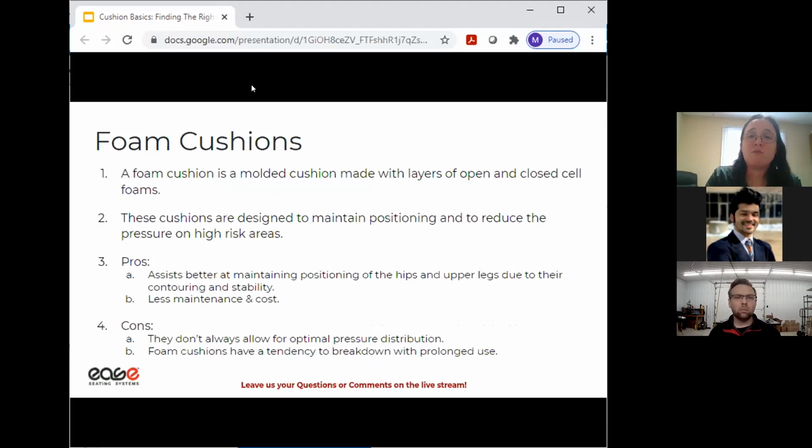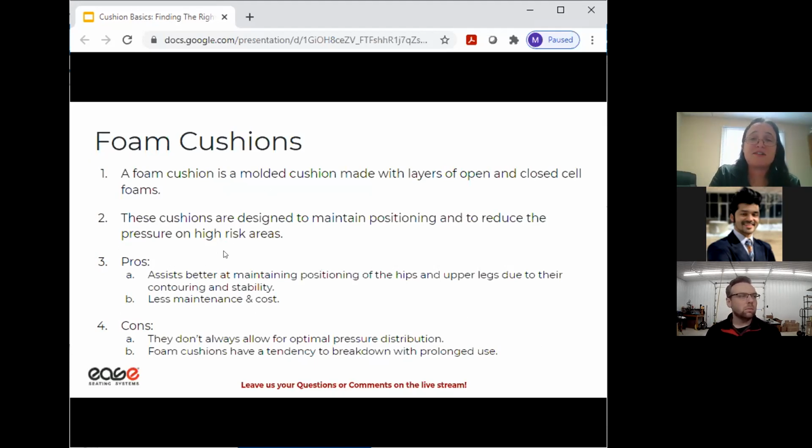Now looking at foam cushions. A foam cushion is a molded cushion made with layers of various open and closed cell foams. Now these cushions are designed to maintain that positioning and reduce the pressure on high risk areas. This could be either by completely cutting out that area or just making more of an opening or more of a valley where those high risk areas are, which again are your 2 hip bones as well as your tailbone.